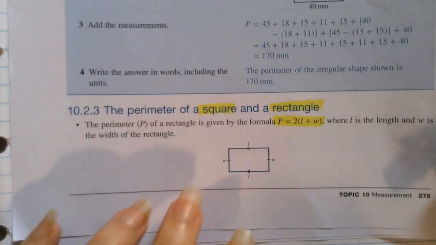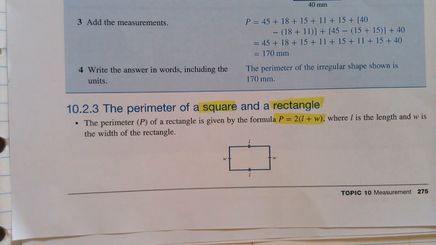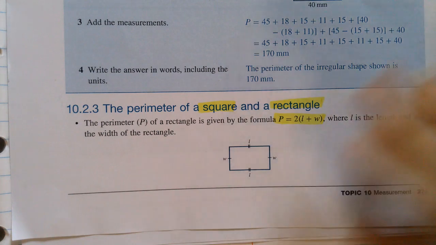Now moving on to the perimeter. So we said we're going to do revising perimeter. We just need to do revise conversion of units first. Okay, perimeters of a square and a rectangle.